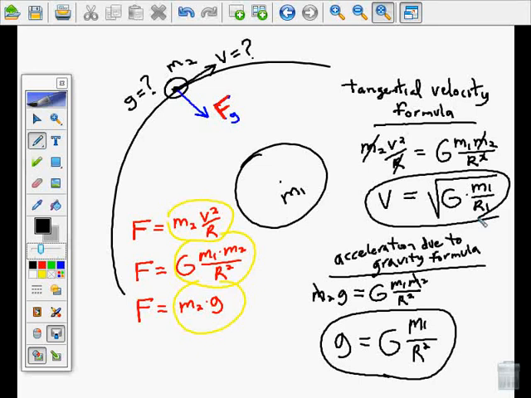Now, if you want to know the acceleration due to gravity way out here, then basically your r would be from here to the center of that planet right there. That's that r right there.